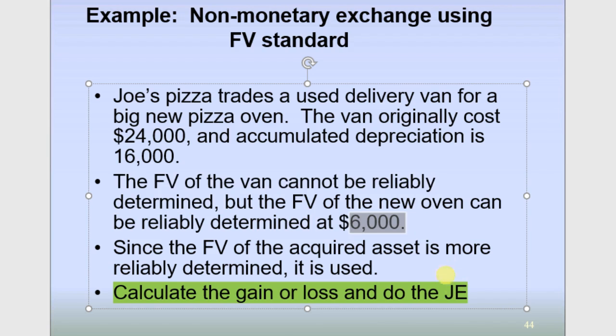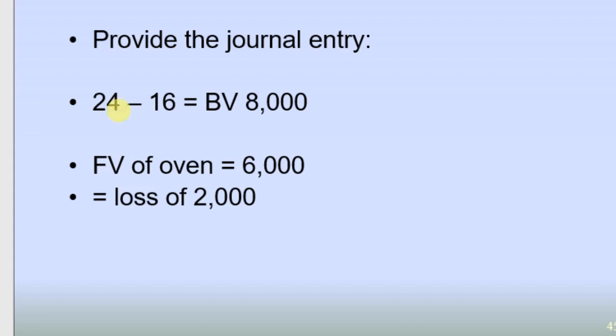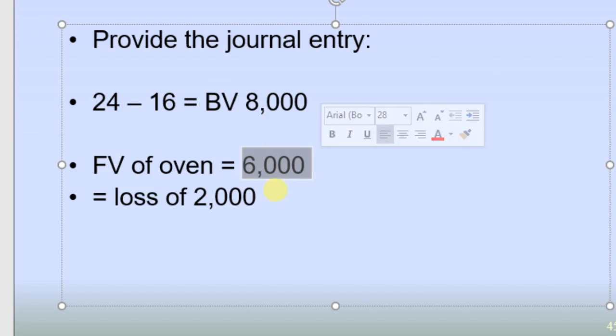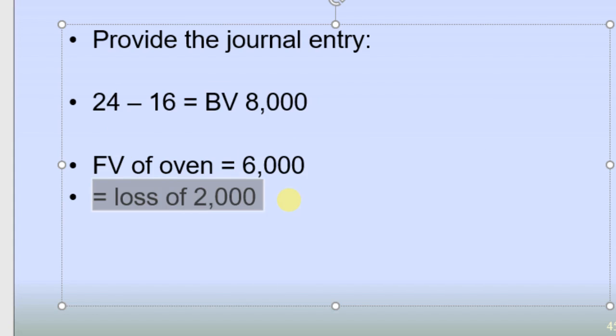Let's look at the van. Historical cost, 24, accumulated depreciation, 16, book value is 8,000. Now we're giving up this van with a book value of 8 to get something with a fair value of 6. Doesn't sound so great for us. So here's the book value. Here's the fair value of what we're receiving. This tells us that we have a loss of $2,000.